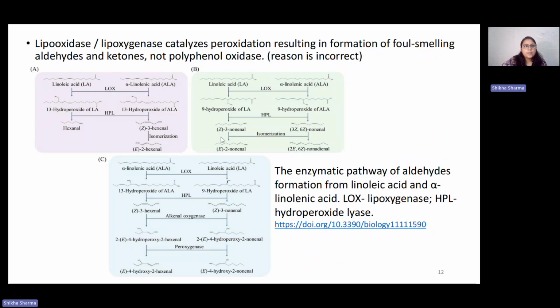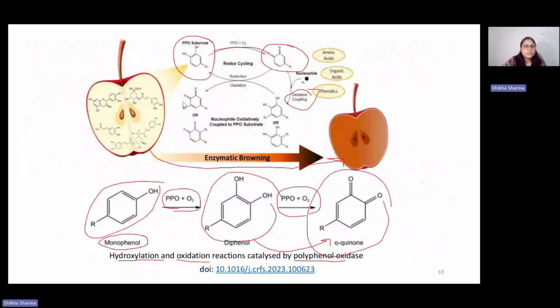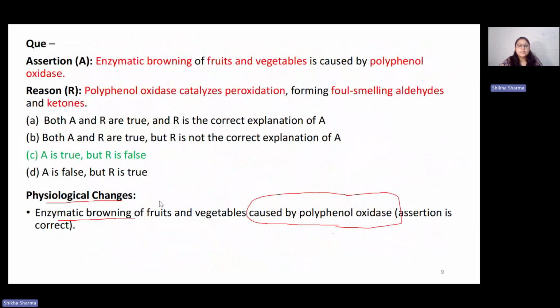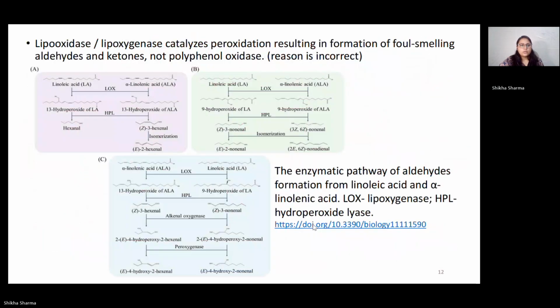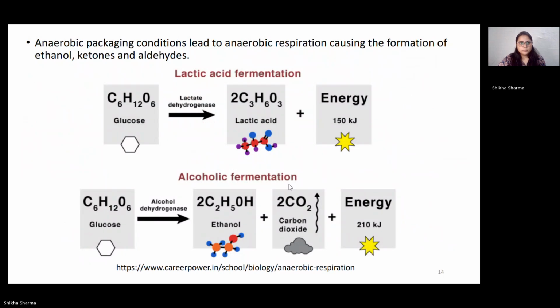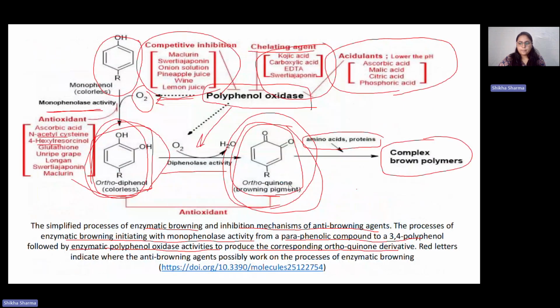Okay, so next, the first statement is the assertion that the enzymatic browning of fruits and vegetables is caused by polyphenol oxidase. As we discussed in detail, it is true that polyphenol oxidase is the one that converts monophenols to diphenols to orthoquinones and gives the browning.